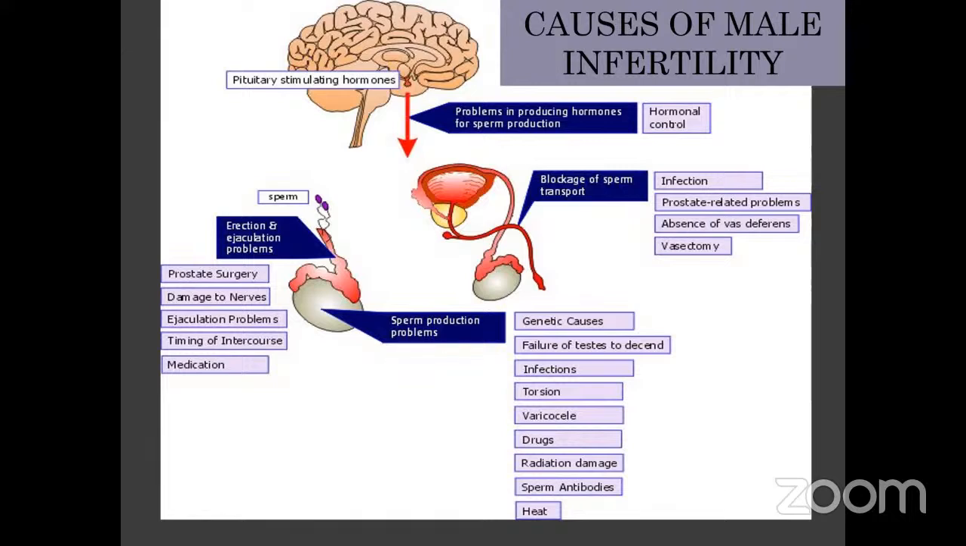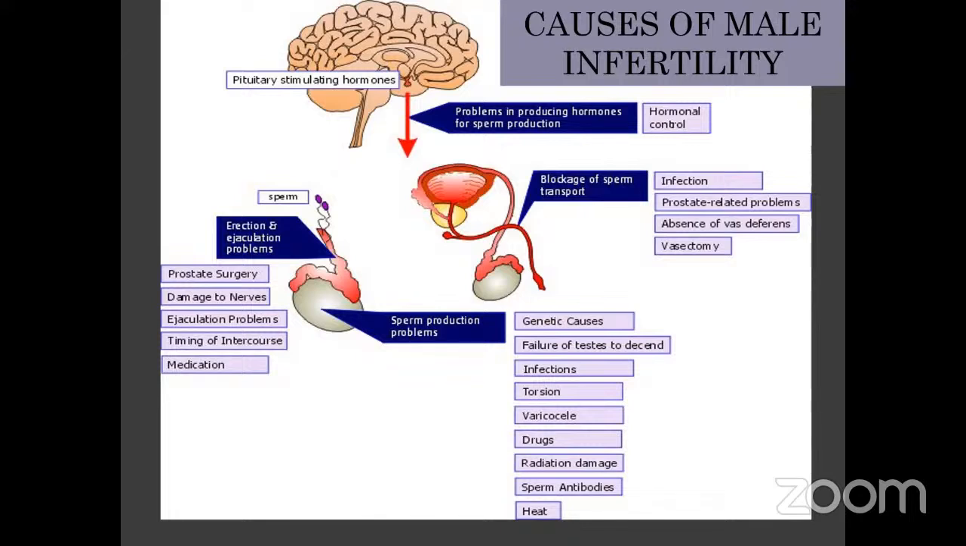This can be reduction of the pituitary stimulating hormones, genetic causes, testicular descent failure, infections, torsion, varicocele, drugs and radiation induced damage, heat related damage to the testes.